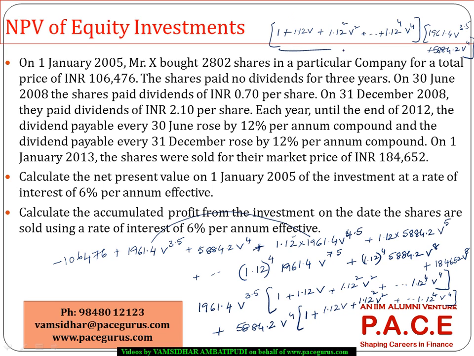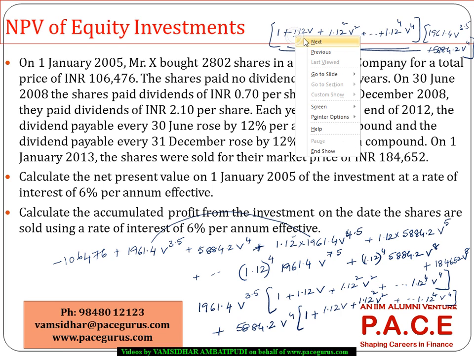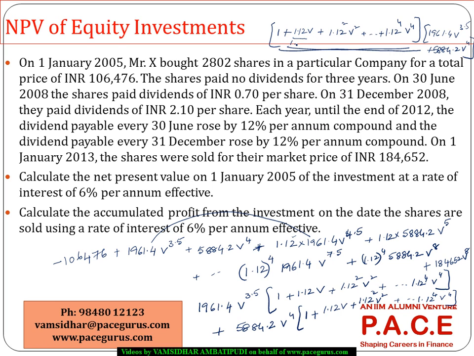Then I know that this is like a geometric progression, the sum of 5 terms of a geometric progression. Here V is nothing but 1 by 1 plus I. So this could very well be written as 1.12 by 1.06, which is greater than 1. So I'll use the formula for the sum of 5 terms, a into r power n minus 1 by r minus 1.